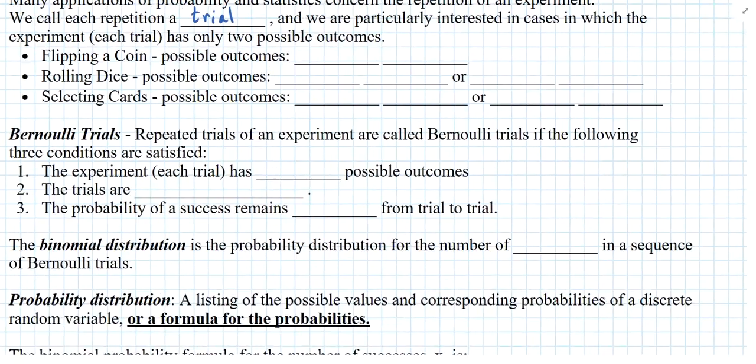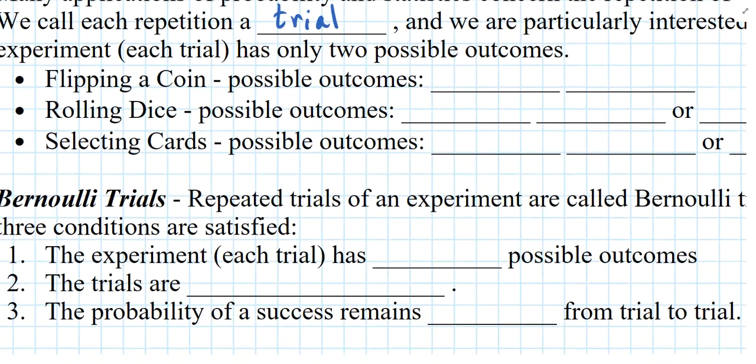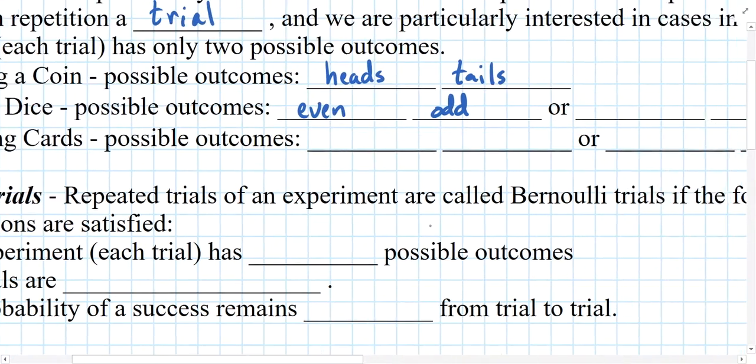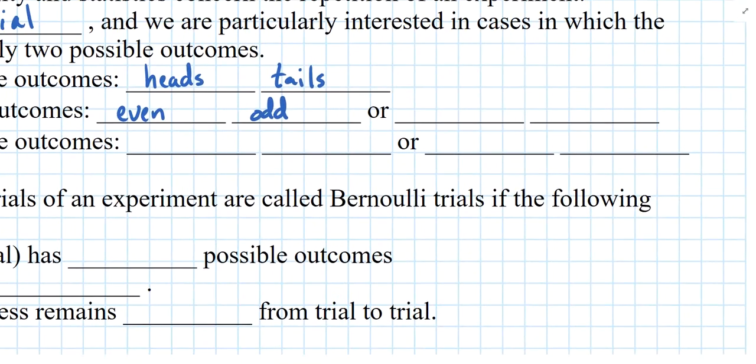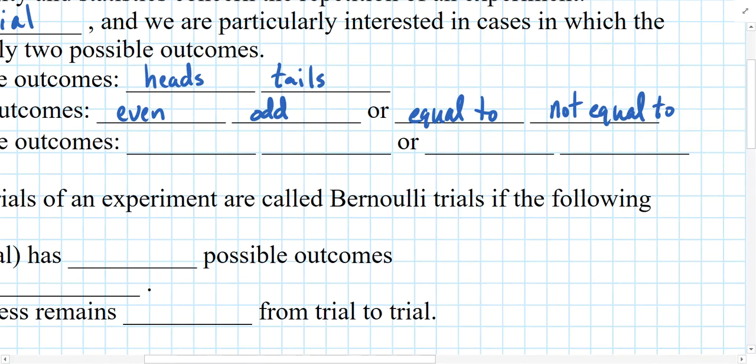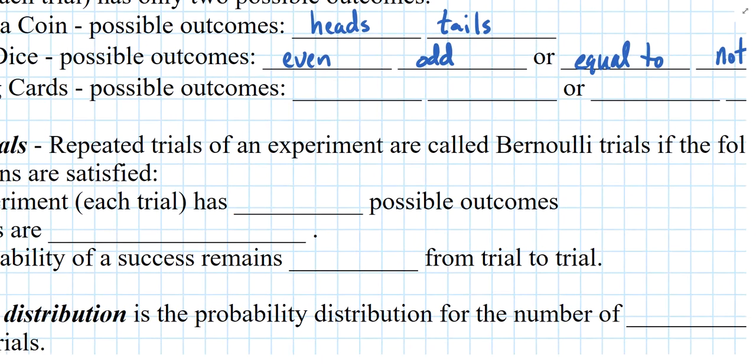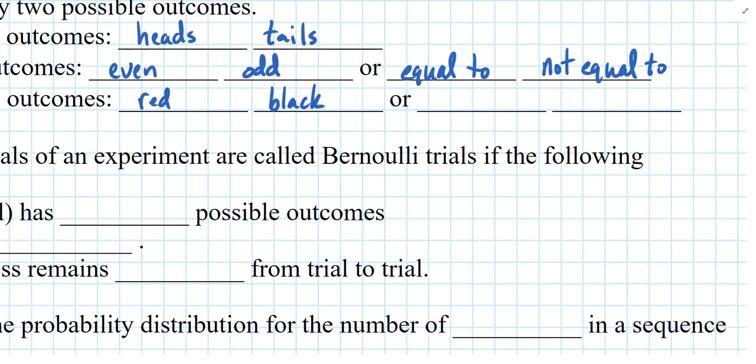Here are three examples. When repeatedly flipping a coin, the possible outcomes are heads or tails. When repeatedly rolling dice, the results could be seen as even or odd, or perhaps equal to a target or not equal to a target. If selecting cards from a deck and returning those cards each time, possible outcomes could be seen as red cards or black cards, or perhaps face card or not face card.